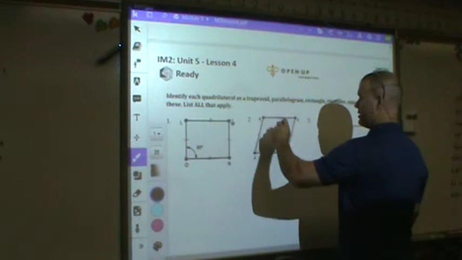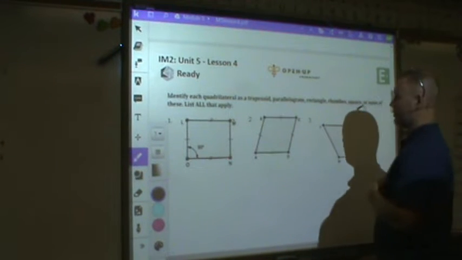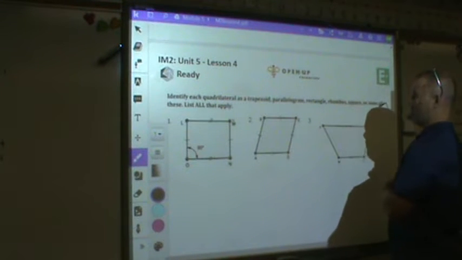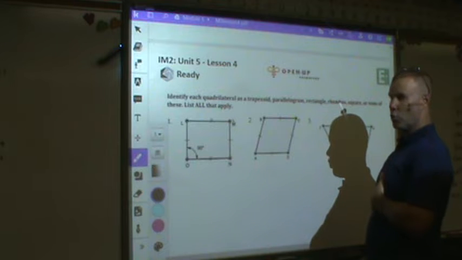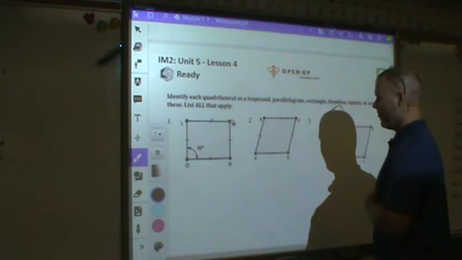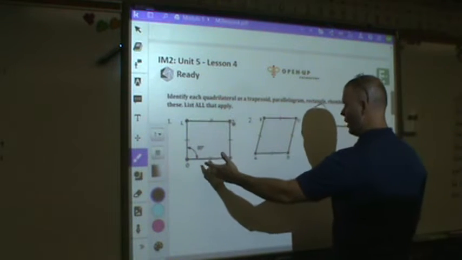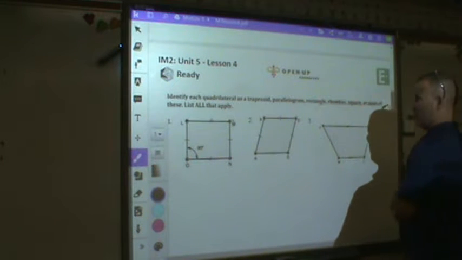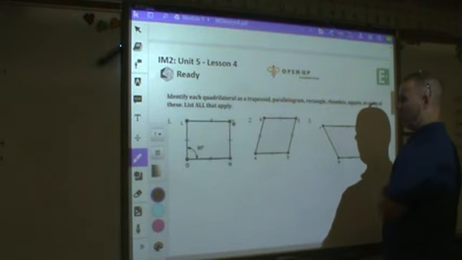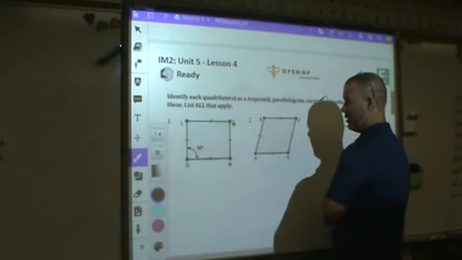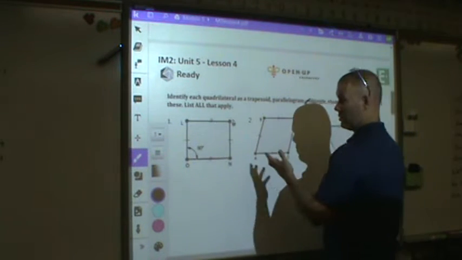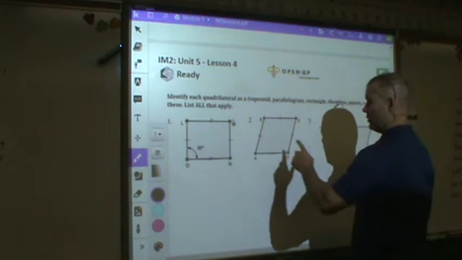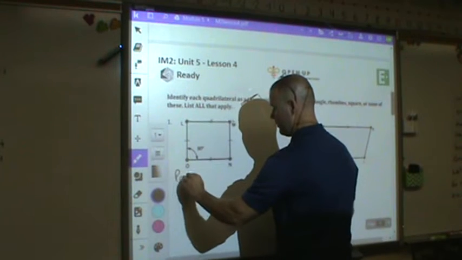List each quadrilateral as a trapezoid. I missed that one actually. So, a trapezoid. What does a trapezoid look like? If you're not sure, Google it. I can tell you number one, which I'm going to cover, is not a trapezoid. Is it a parallelogram? Does it have two sets of parallel sides? Does it have two sets of opposite sides congruent? Yes, so it would be a parallelogram.